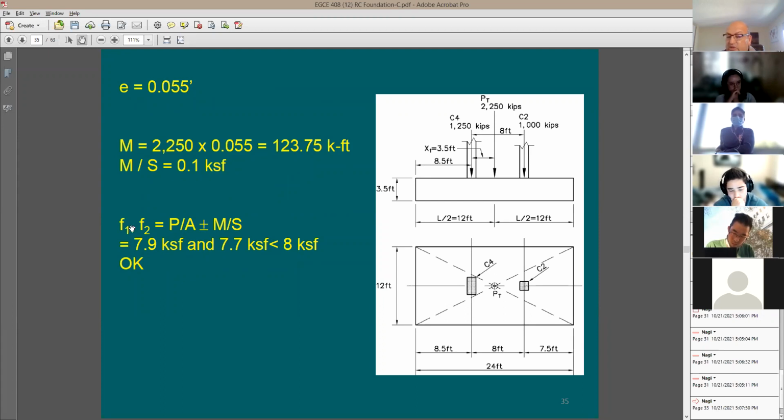So here's the good thing. When you try this equation for the stress coming from the vertical pressure and the moment, look at what happened. One side is going to be 7.1, the other one is going to be 7.7, and both of them are going to be less than 8. Design is still okay.